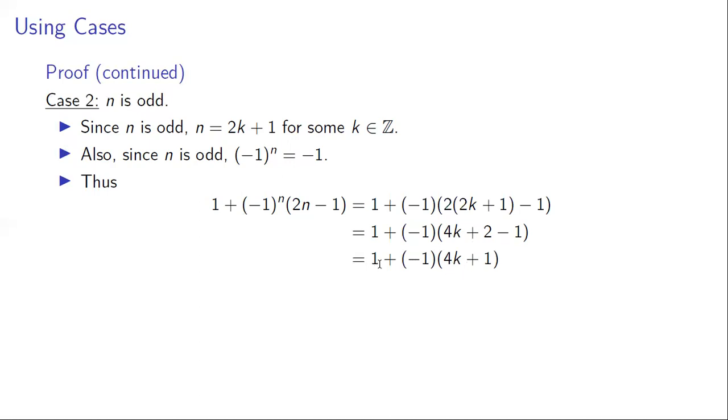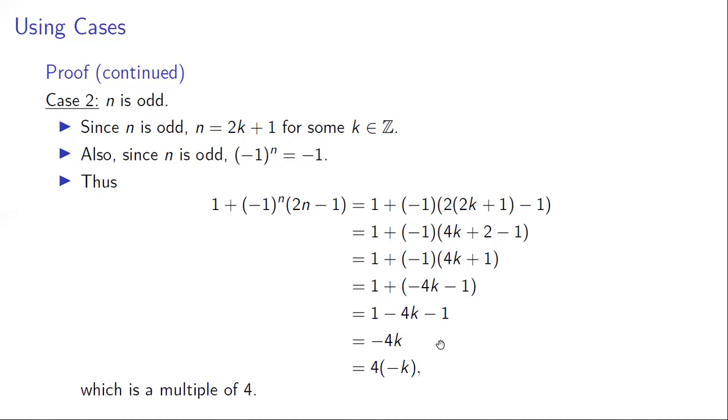And now let's simplify this parenthesis. So we have 1 plus -1 times 4k plus 1. We'll multiply the -1 by each of the things inside. So we'll have 1 plus -4k minus 1. In other words, 1 minus 4k minus 1. In other words, -4k, right? The 1 and the -1 cancel each other out. Now, -4k can be written as 4 times -k. Here this negative is like a multiple of -1, so I can move it further on.